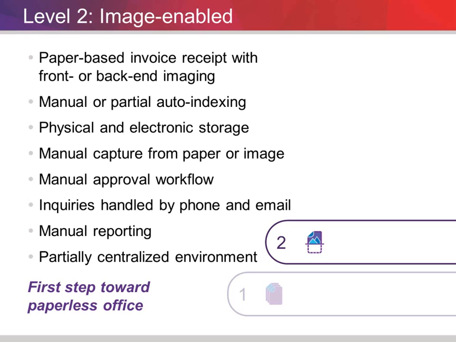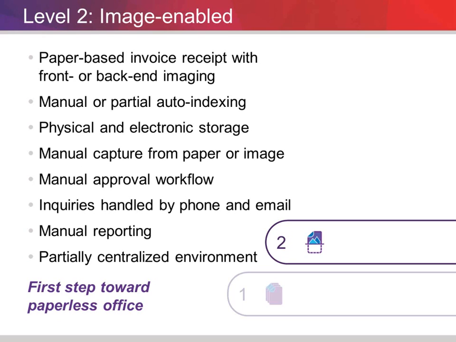You can have electronic storage, eliminate all those file cabinets, eliminate the need to send documents off-site to warehouses. You can have manual capture from paper or image, so now we're maybe keying from image to help drive some small improvements in terms of keying. There's manual approval workflows still, so we haven't bolted on an enterprise content management or workflow solution. We still have those inquiries by phone. We still have manual reporting, and now maybe we've started to centralize the environment.